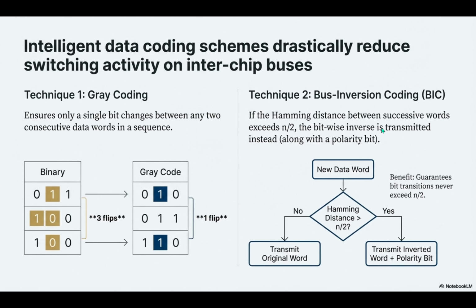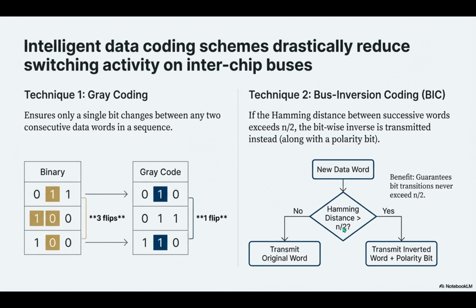So what does it send instead? It sends the bitwise inverse. It flips every single bit, and then it sends one extra little polarity bit to tell the receiver, hey, what I just sent you is inverted. By doing this, you mathematically guarantee that the number of bit transitions can never be more than half the bus width. It actively caps that alpha value.